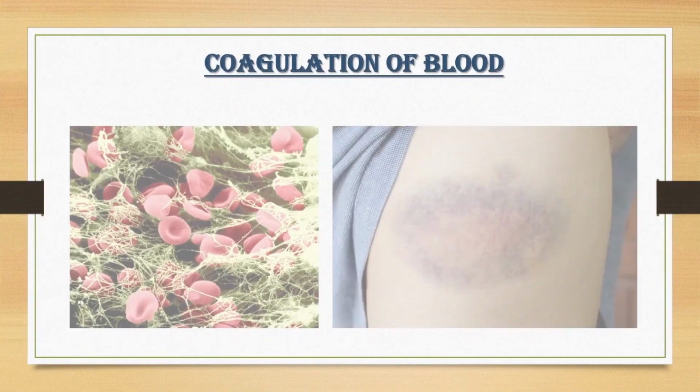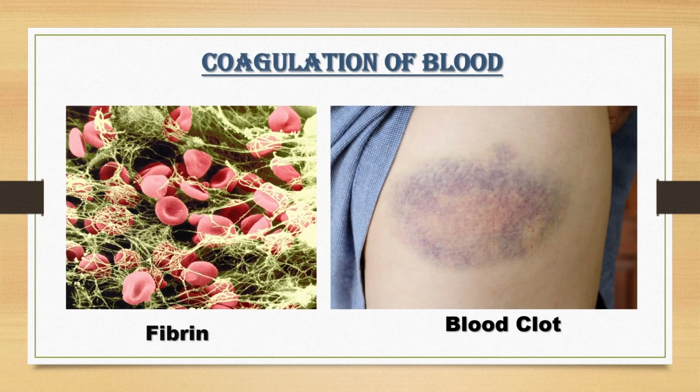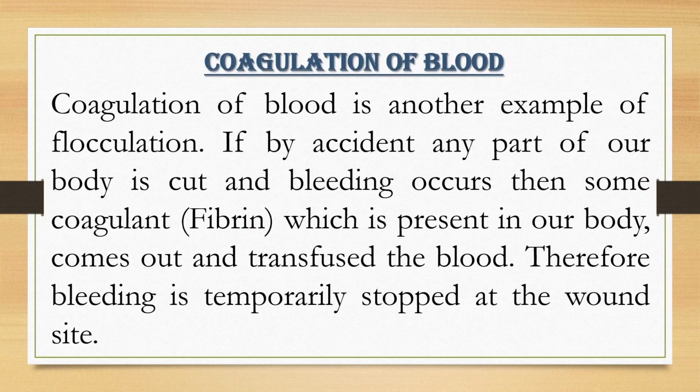The third example is coagulation of blood. Here, fibrin acts as the coagulating agent. Coagulation of blood is another example of flocculation. If by accident any part of our body is cut and bleeding occurs, then some coagulant, that is fibrin, which is present in our body, comes out and clots the blood. Therefore, bleeding is temporarily stopped at the wound site.